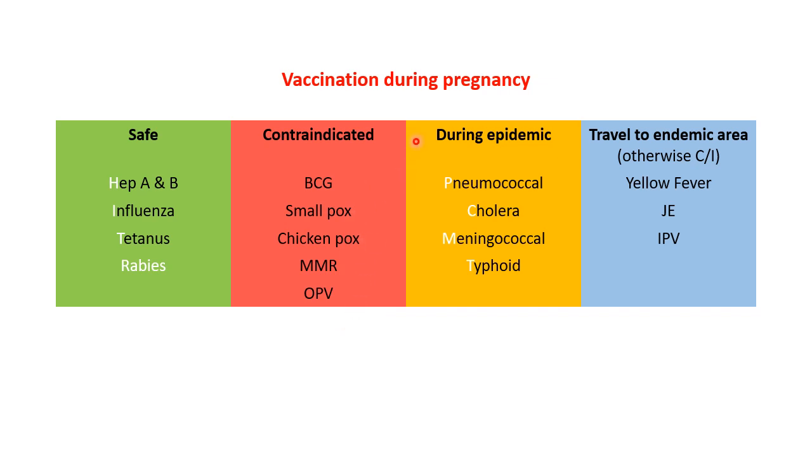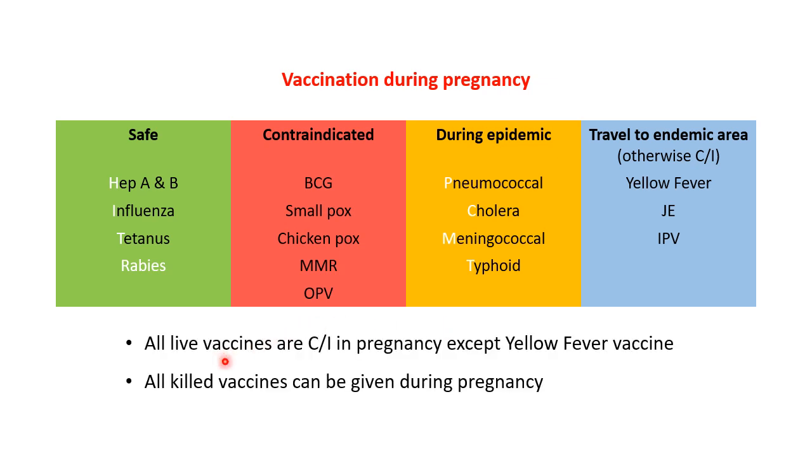The vaccination given during epidemic are pneumococcal vaccine, cholera, meningococcal and typhoid. The mnemonic is PCM tablet for vaccines given during epidemic in pregnancy. Vaccines given when travel to endemic area otherwise contraindicated are yellow fever, JE and inactivated polio vaccine. So, all live vaccines are contraindicated in pregnancy except yellow fever vaccine. And all killed vaccines can be given during pregnancy.